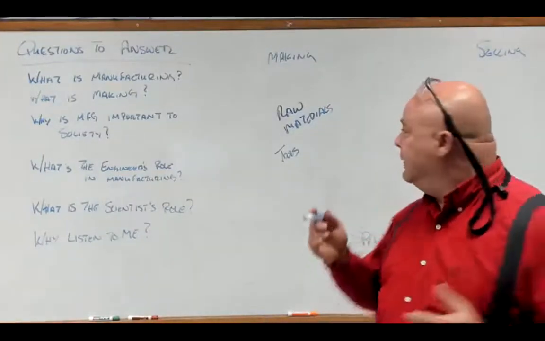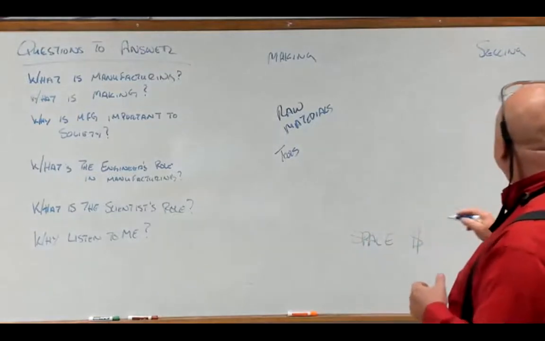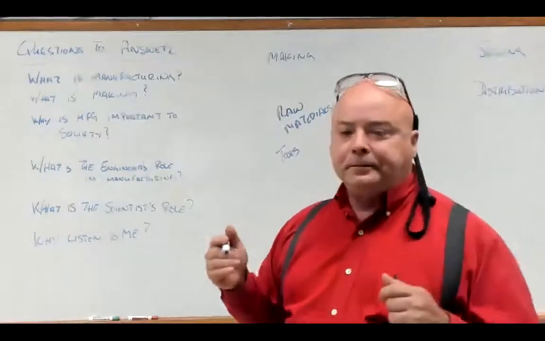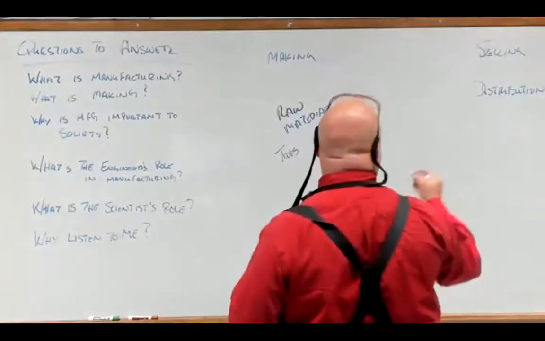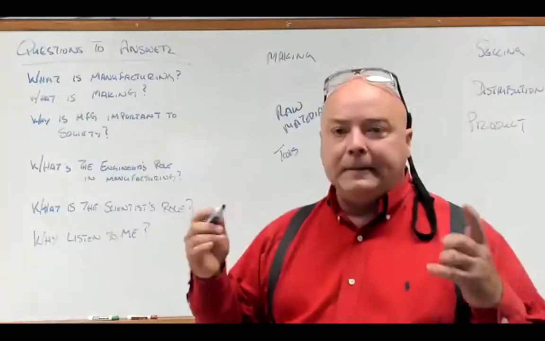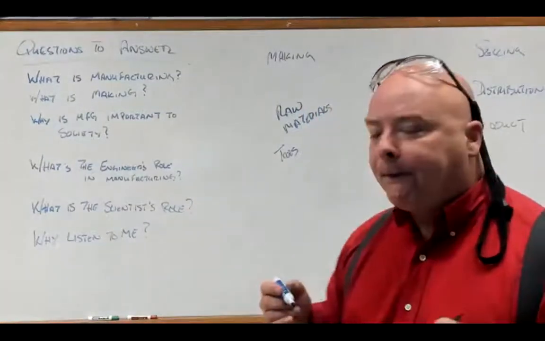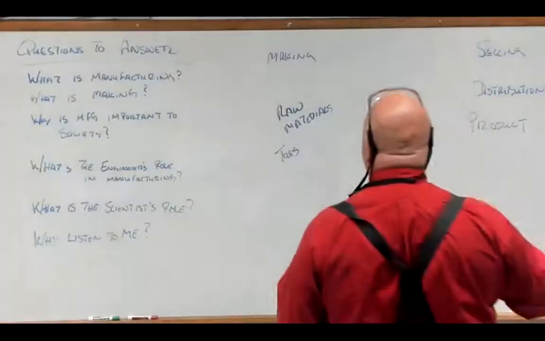What else do we need? We need raw materials, we need tools, we need space. Distribution. Design. What else do we need? A product. We need a product. What else do we need? We need a workforce to handle the machines. Say again? A workforce. Handle the machines. Labor.